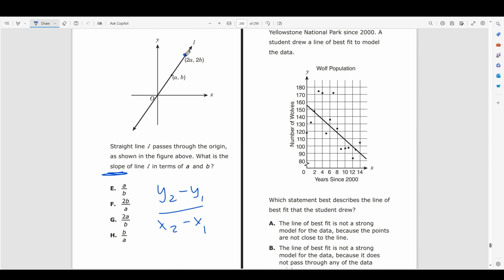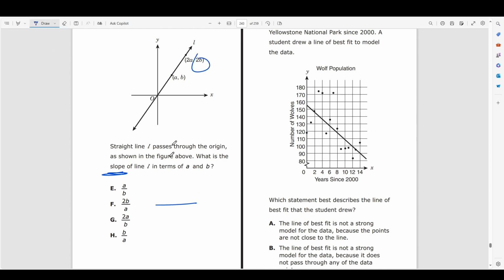So y2 can be this point, and y1 could be this point, right? So it's the difference in how much you increased in y over the difference in how much you increased in x. Cool. So in this case, what's our y2? What's our y1? What's our x2? What's our x1? Let's just assign values.